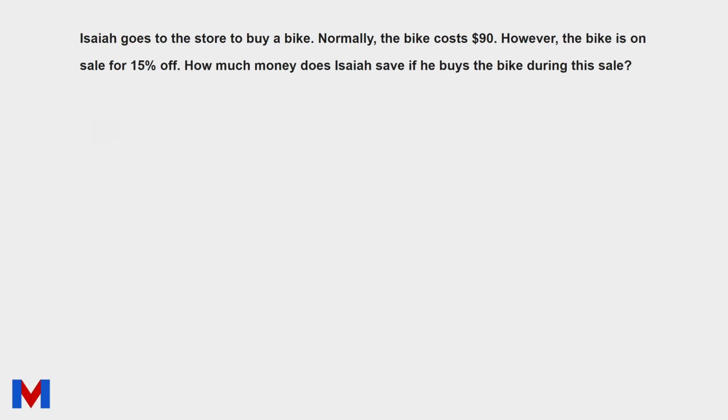Notice we are only asked how much money Isaiah is saving, not what the new price of the bike is. This means really what we're considering here is what is 15% of $90? There are a couple ways to think about this problem.